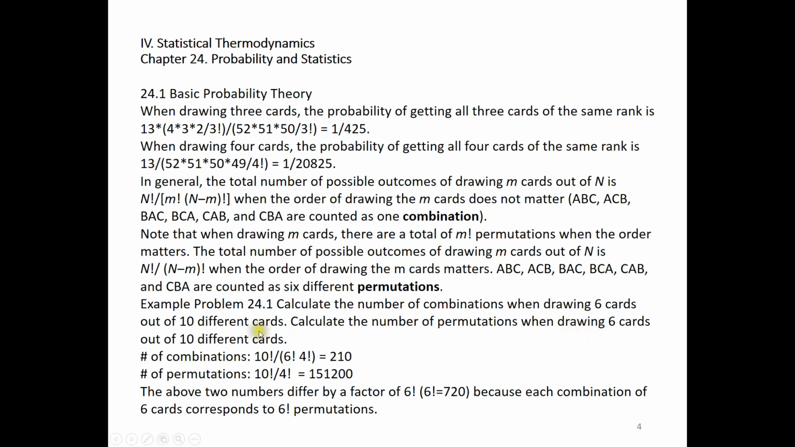So the number of permutations can be much larger than the number of combinations. How much larger? Well, it's just m factorial larger. If you see this expression and this expression, they differ by a factor of m factorial. Now let's look at some numerical examples.